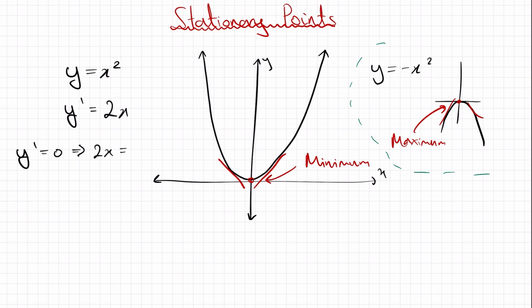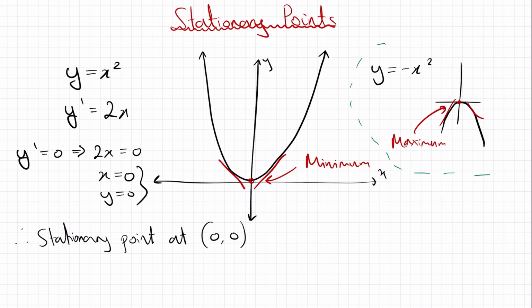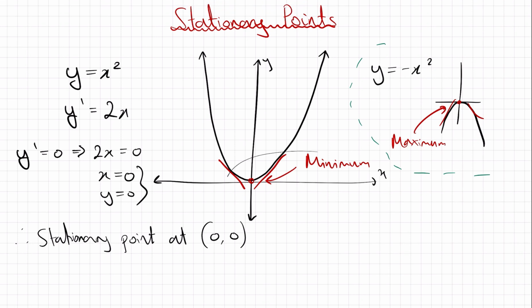That gives us 2x equals 0, or x equals 0. And you can also solve for y by putting this into the original equation to give you y equals 0. So we know there's a stationary point at x equals 0, y equals 0, like so. So that tells us the location of a stationary point. Now, obviously, if we have the graph, we can see that this is easily a minimum.